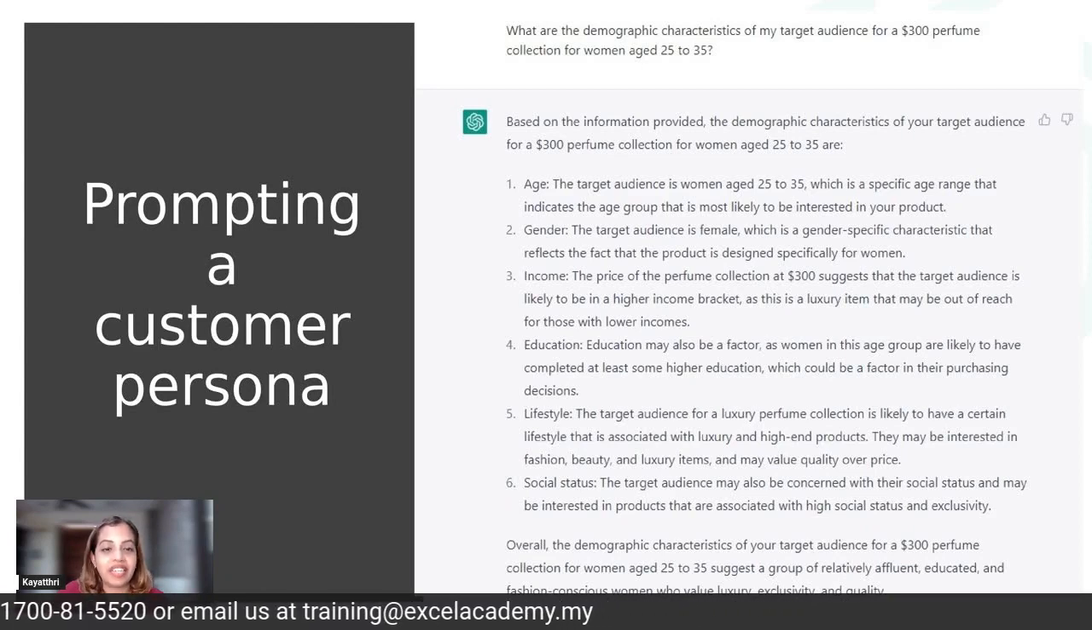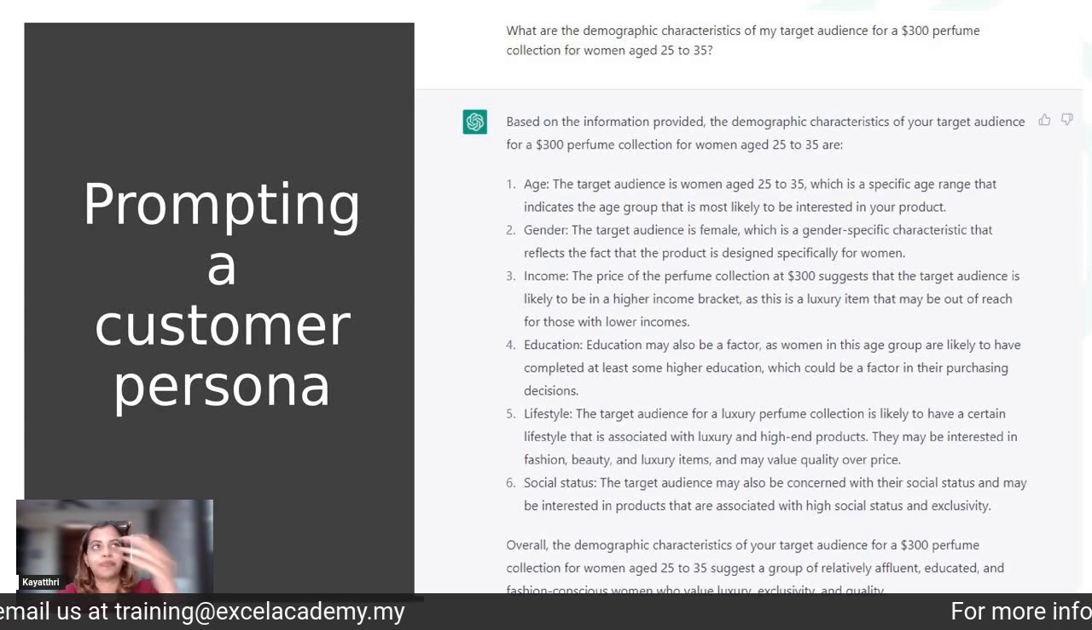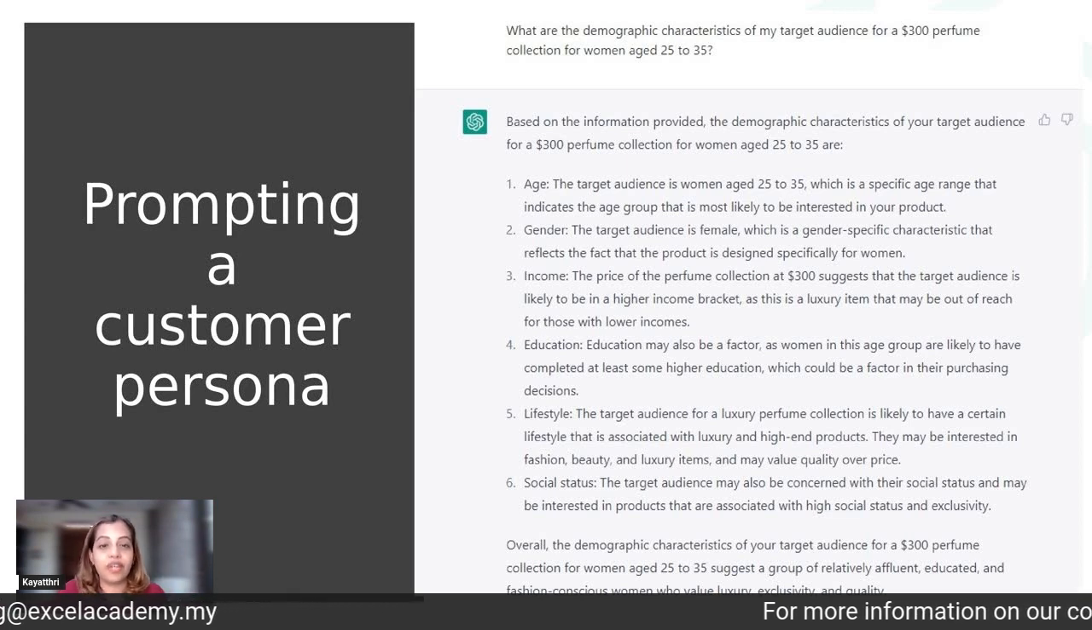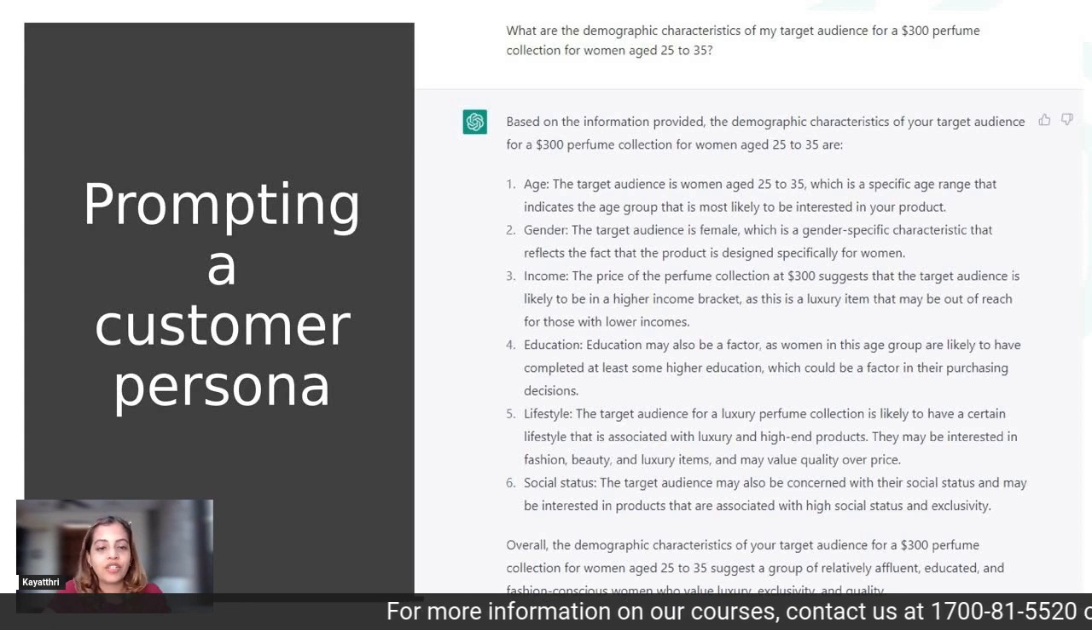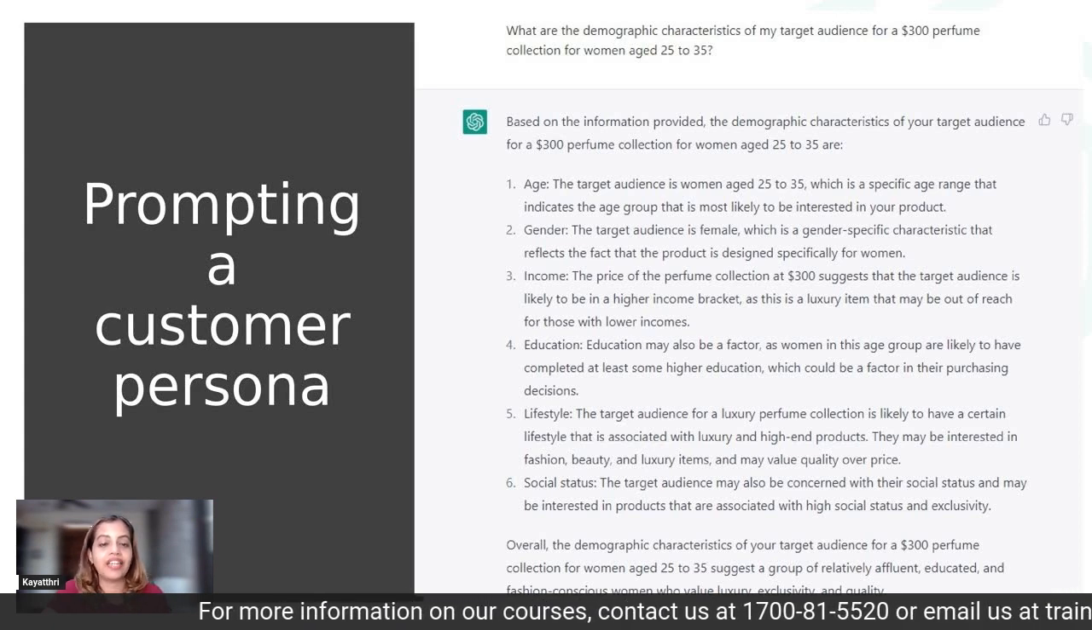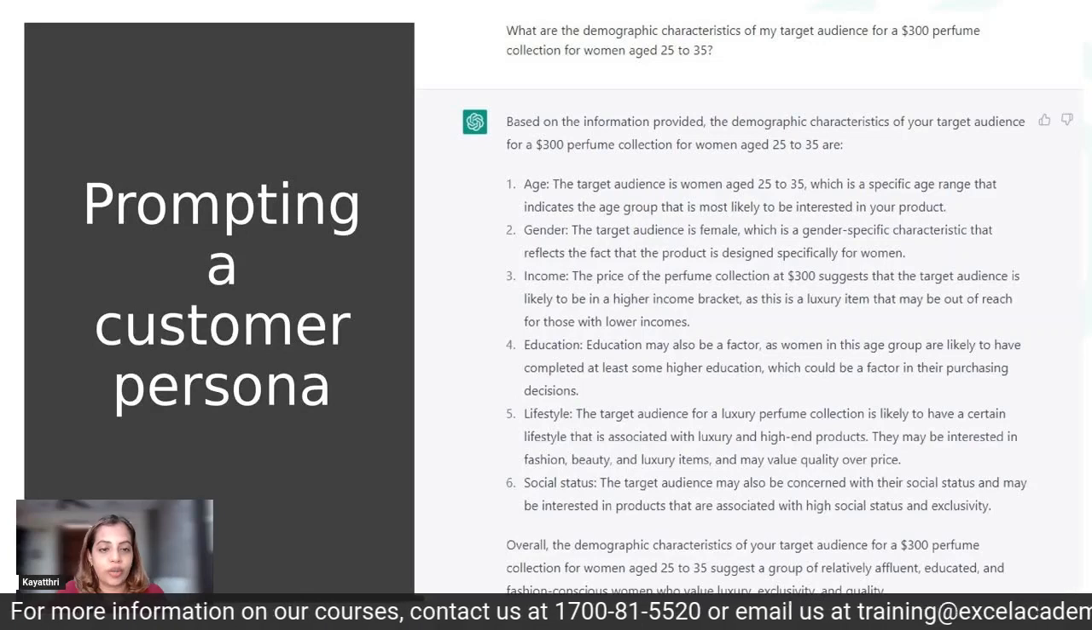And it's very detailed, because when we talk about customer persona, it's not only about the demographics. You also include psychographics, their preferences and so on. So if you see the answer here, it includes everything that a customer persona should have.